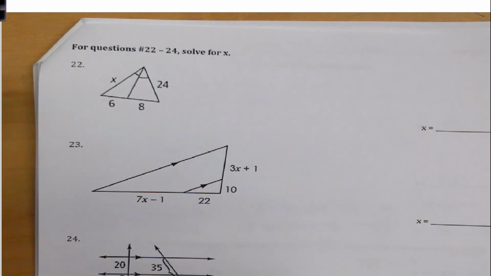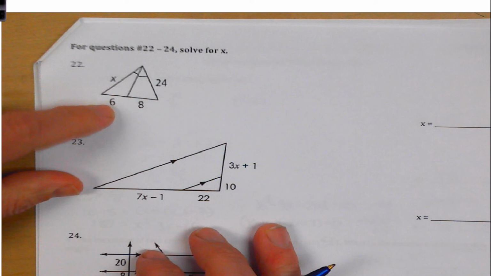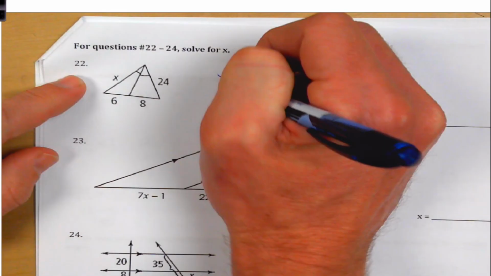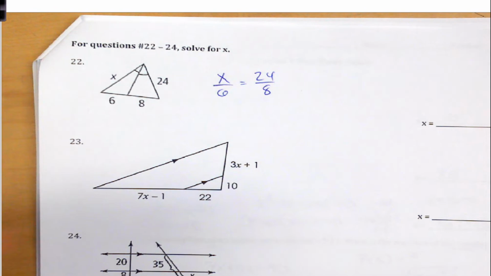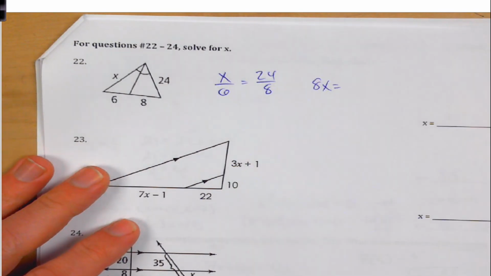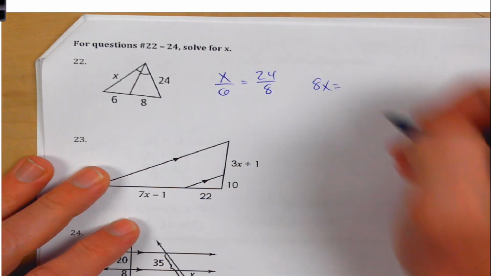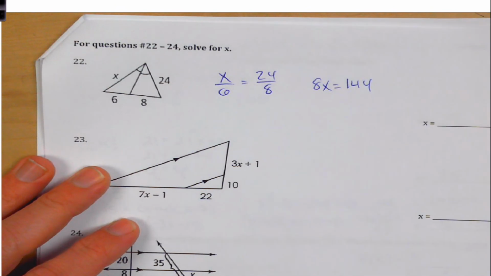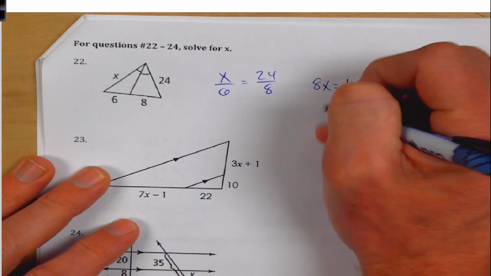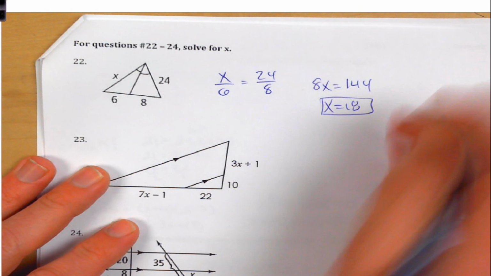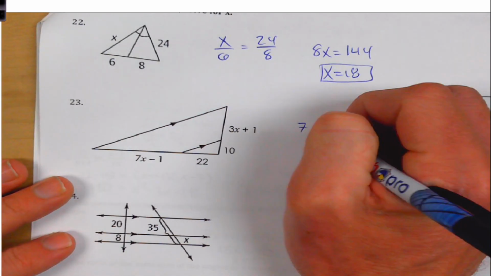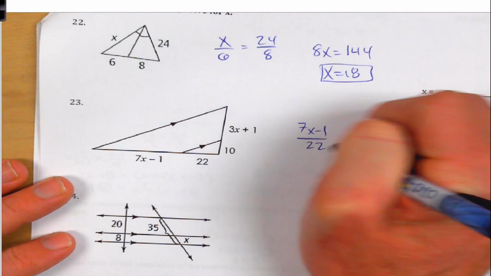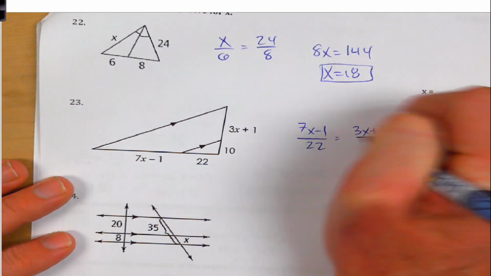Again, you can kind of choose how to set them up, but I like to go top to bottom, keep it consistent. X over 6 equals 24 over 8. So we get 8x equals 6 times 24, which is 144. And then divide by 8, and we get x equals 18. Done. This one, again, you go top to bottom, so I'm going to do that. Again, just be consistent in how you set it up.